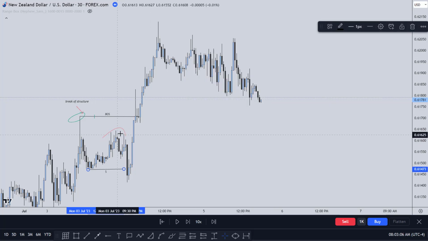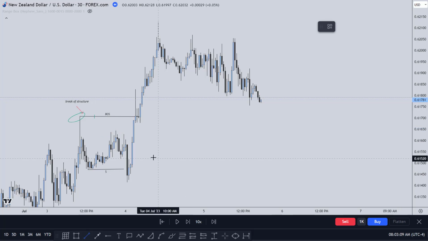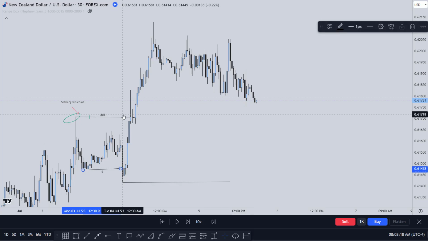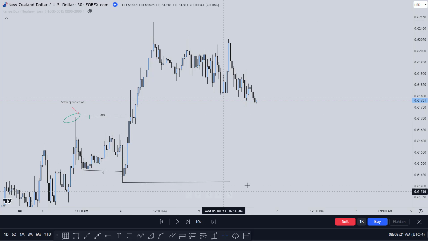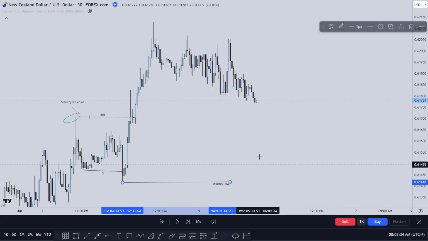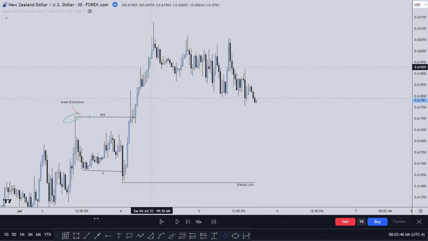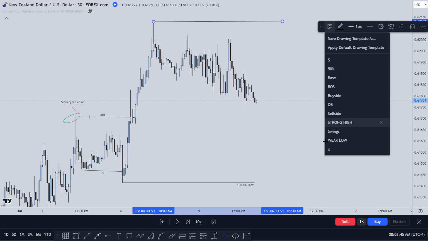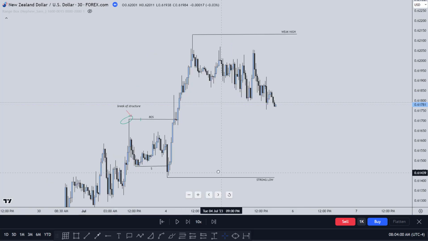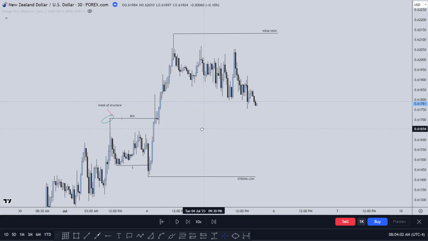We're going to put that down on the bottom. And then we can say this is our strong low. It took liquidity, and then it gave us a break of structure of the previous old high. So this is our strong low, and this would be our weak high. We're just stating old price action, seeing what is going on.